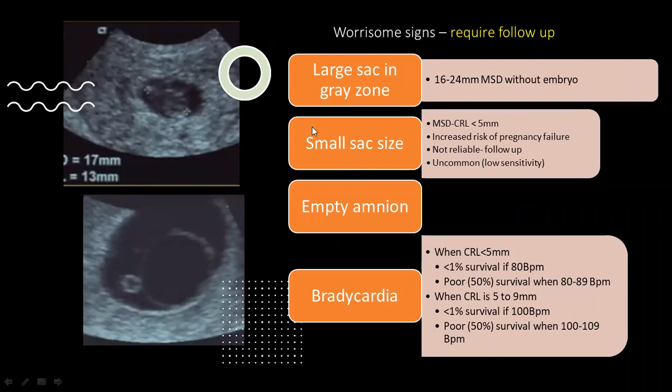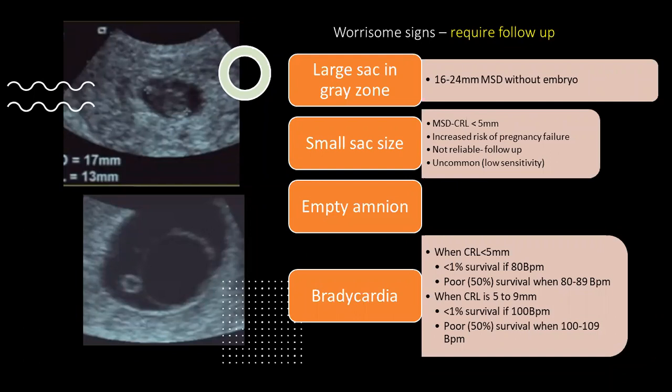Then we move on to some signs in the gray zone that I was talking about. So this definitely requires follow-up. In some cases, it might actually be an embryonic demise, but because we are still in the gray zone, we cannot definitively come up with the diagnosis. So this includes our sac, which is in the gray zone.